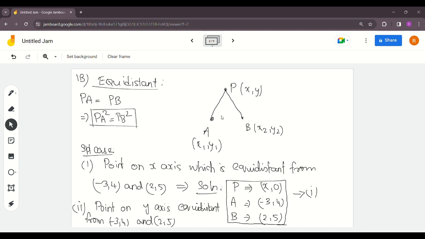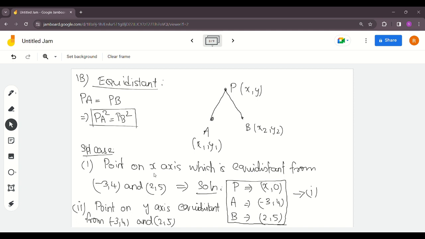So for this I have just given you the hint how to solve. P here, since it lies on the x-axis, we already saw any point lying on the x-axis is (x, 0), and A is (-3, 4) and B is (2, 5). So this is given as equidistant. So PA equal to PB, which implies PA square equal to PB square, and then you have to proceed the usual way. But the point P here should be taken as (x, 0) since it is lying on the x-axis.